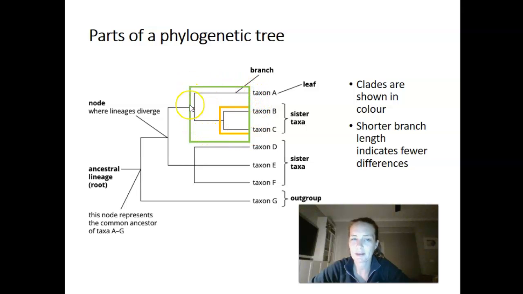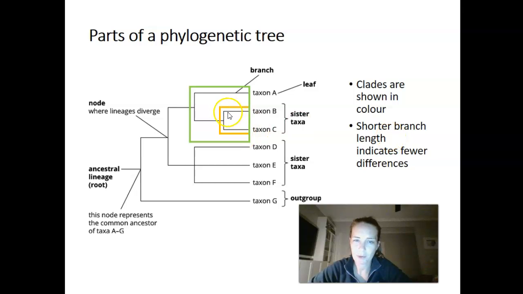So the green clade here represents a clade of taxon A, B, and C. That is a group of related species. This would also be a clade here in orange. However, I couldn't extend the green one to include just taxon D because I'm then ignoring some other related species. I could draw a bigger one around all of A, B, C, D, E, and F, and that would be a larger clade. But that's what that word refers to.